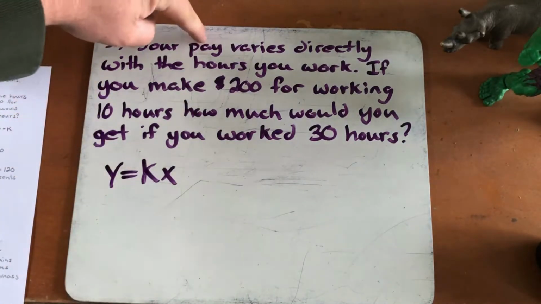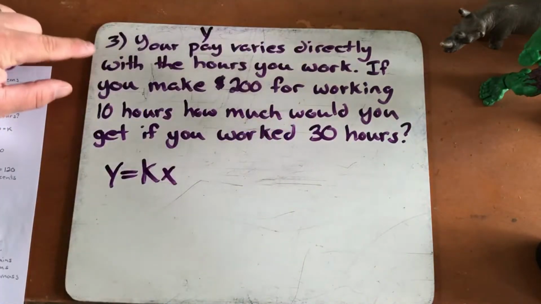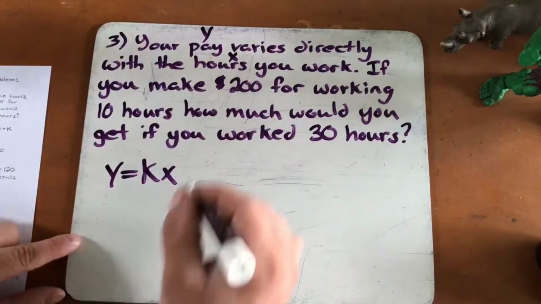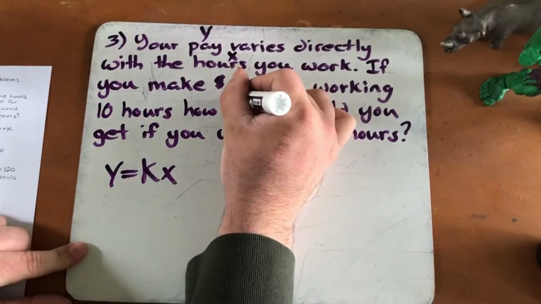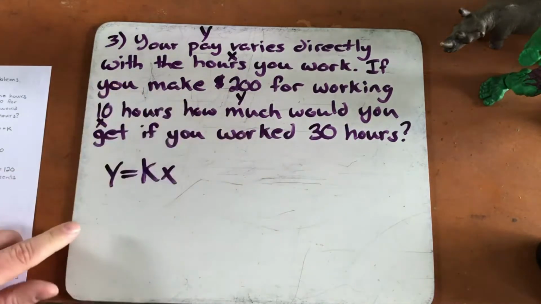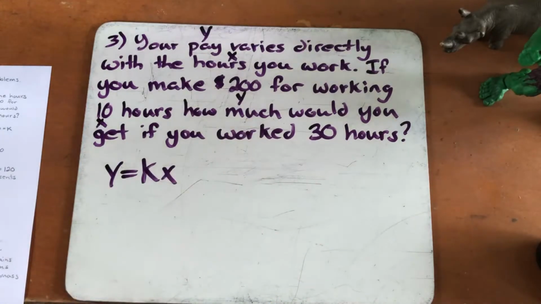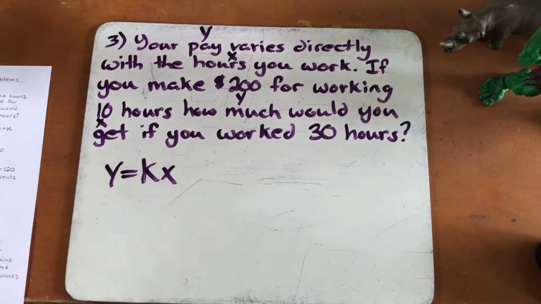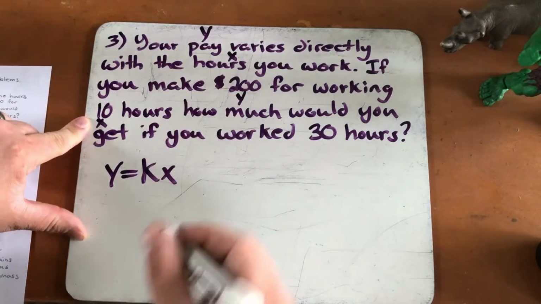So we're told your pay varies directly. That means your pay is y, with the hours you work. So hours is x. If I'm told I make $200, that means 200 is my y value for working 10 hours. This is my x. I want to know how much I would make if I worked for 30 hours. But the first thing I'm going to do is write the equation just like we did for the previous problems, using this y value and this x value.